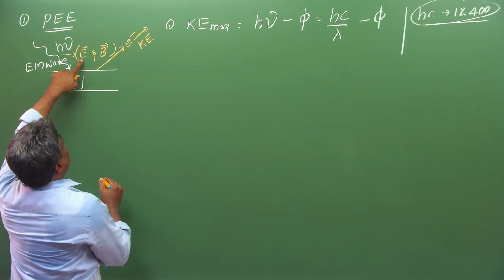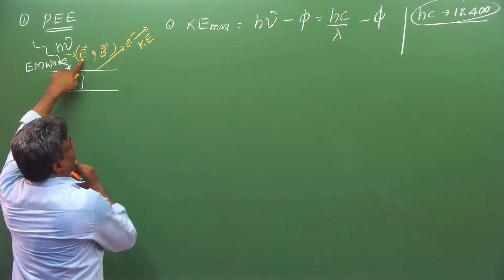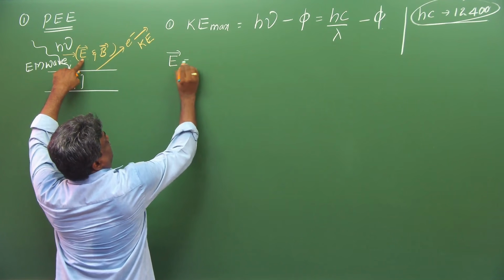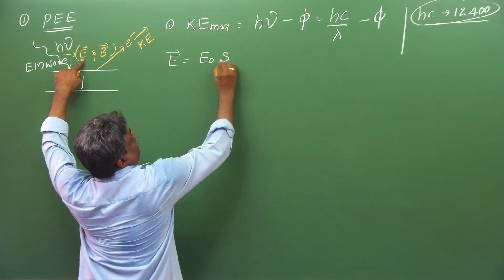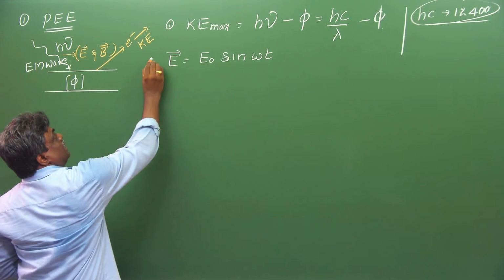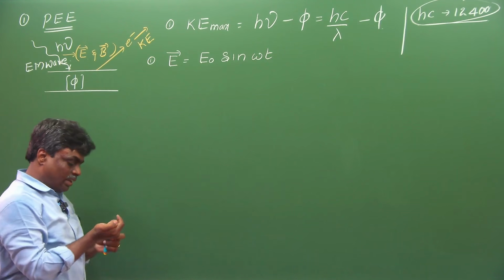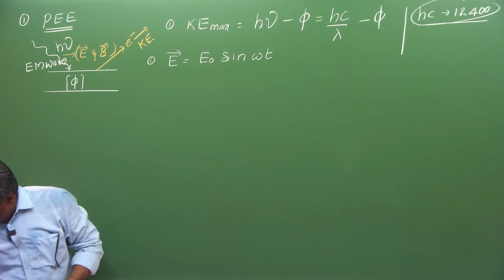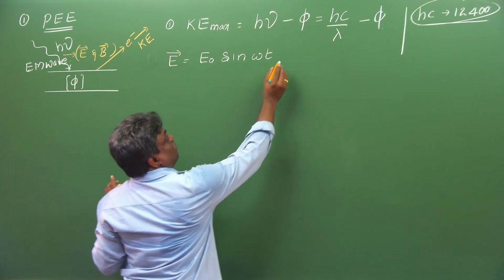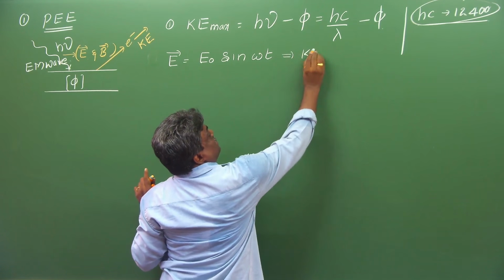Okay, so here I am using the electric field. Fine. Photon. Electric field is like this. Let us say the electric field of the photon is E naught sine omega t. In the question, they will give this electric field E naught sine omega t, and what they will ask is: what is the kinetic energy of the electron? This is the question.